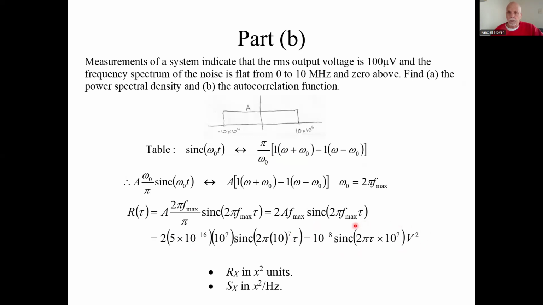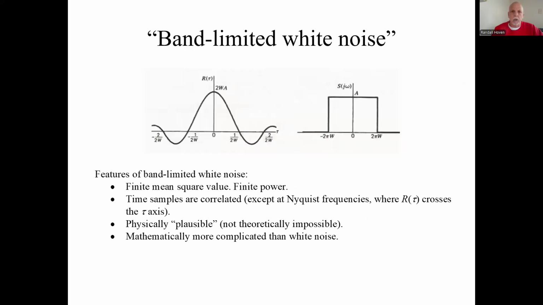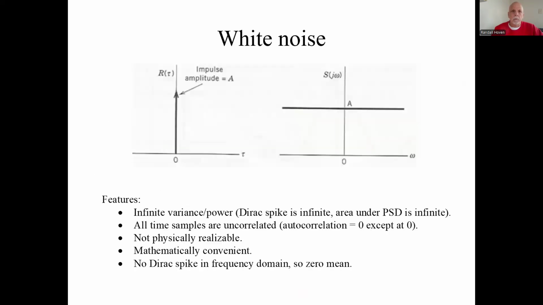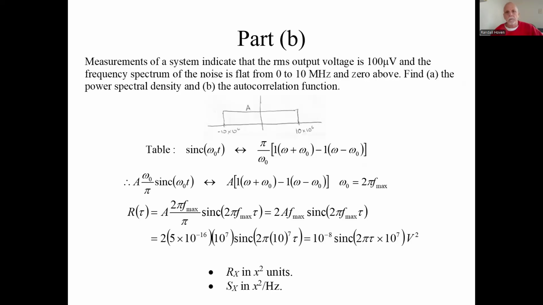So now we have the autocorrelation function. The autocorrelation function will be in whatever your variable is, those units squared. The frequency spectrum will be in units squared per hertz. We'll say more about white noise in another video.